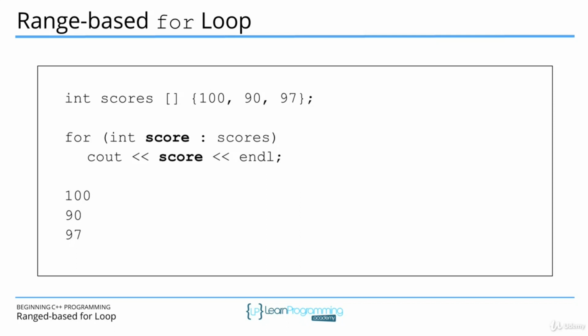That's it. Now we can use score in the body of the loop. The loop displays 100, 90, and 97, which are the elements in the array. See how much cleaner and less error-prone this is. It was a great addition to C++.